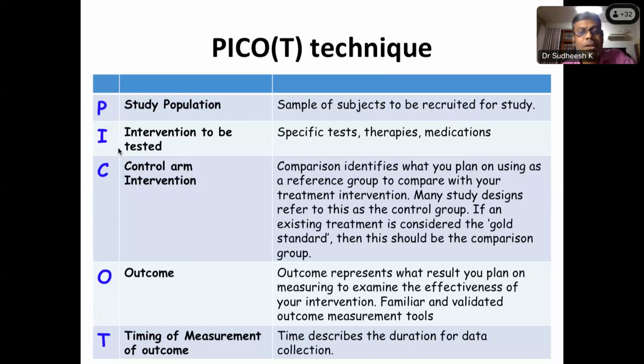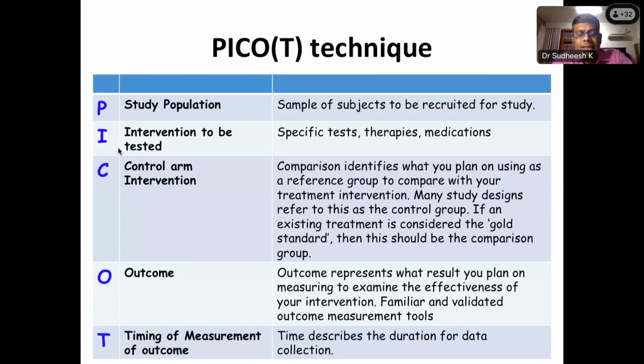And who is the control arm? All those patients who receive spinal anesthesia without clonidine will be the control arm. Have I mentioned that? I have clearly mentioned the effect of addition of clonidine to bupivacaine. So those who receive clonidine and bupivacaine will be the intervention arm, whereas those who don't receive clonidine will be the control arm. And then what is the outcome? The outcome, I told, is the effect of this on the incidence of hypotension. So the incidence of hypotension will be the outcome.